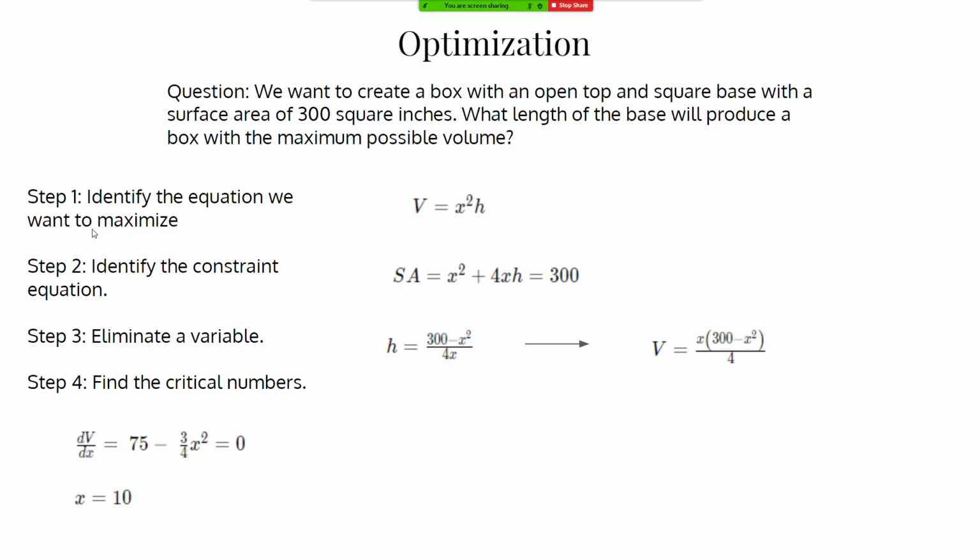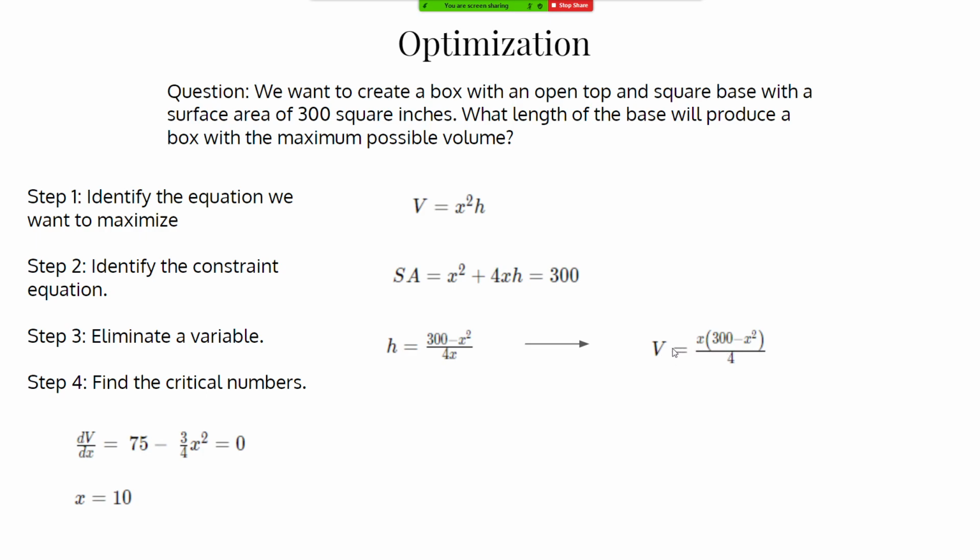So you want to maximize volume, and volume is equal to x squared times the height. Identify the constraint equation. The surface area has to be 300, and the surface area is x squared plus 4xh equals 300. So you want to eliminate a variable. We don't care about height, we only want the length of the base. So let's make h equal to (300 minus x squared) over 4x, and plug that into the volume equation. So now we have V in terms of x.